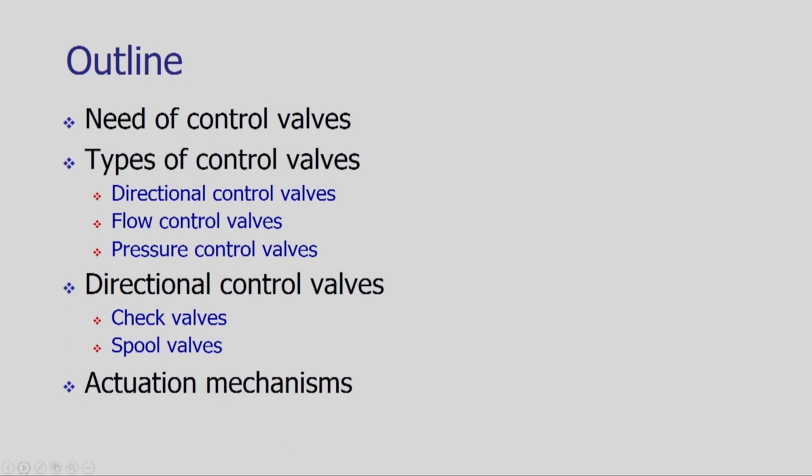There are various types of control valves being used. These are directional control valves, flow control valves, and pressure control valves. We will see the construction, principle of operation and application of all these control valves one by one. In this lecture, we are focusing on directional control valves, and these are check valves and the spool valves. At the end of the lecture, we will have a discussion on the various actuation mechanisms of these directional control valves. So, let us begin lecture 1.